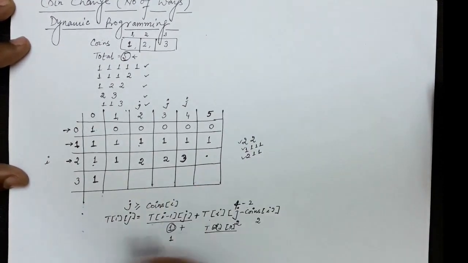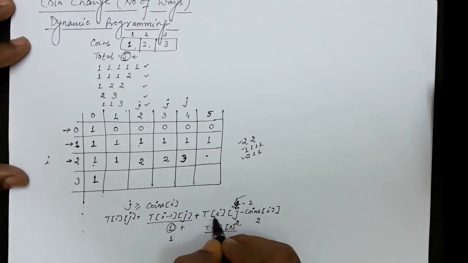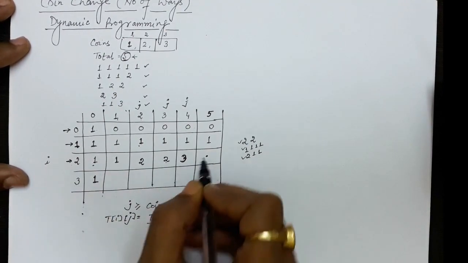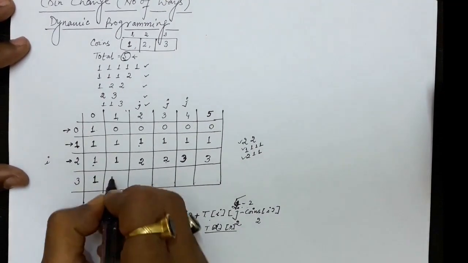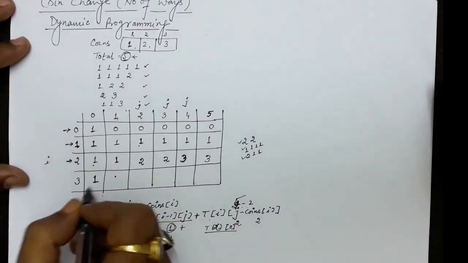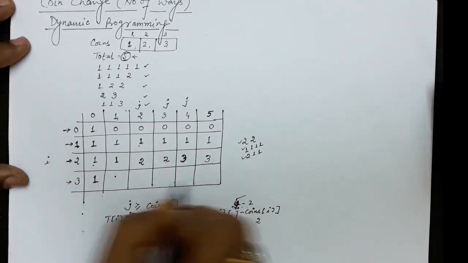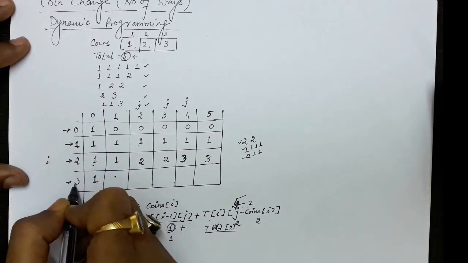Now if I have to find out this entry, this J will change to 5. So now I'm finding T2 3. So T2 3 entry is 2. So 1 plus 2 is 3 here. Similarly, if I have to find this entry, I'm referring to this row. This row means I have the coin of 1, I have the coin of 2, and I have the coin of 3 also.